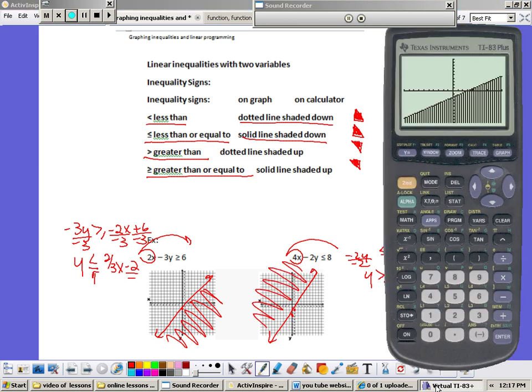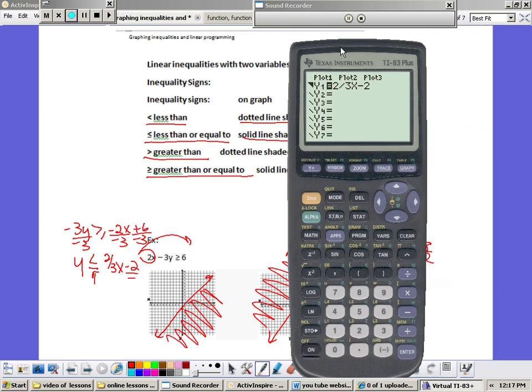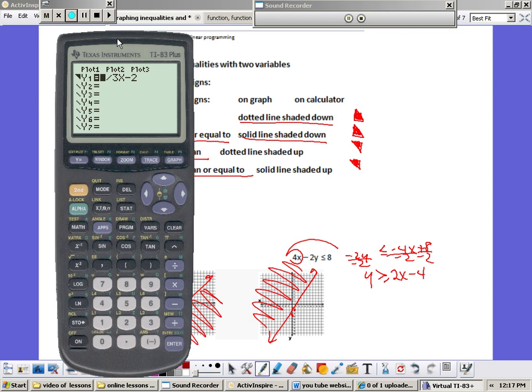See how that looks on the calculator. Okay, so I'm going to go out front again. I need to get to greater than. And my equation is 2x minus 4, graph. So you can see it's colored up. So it'll help you with your shading, but it won't help you with your dotted or solid line.